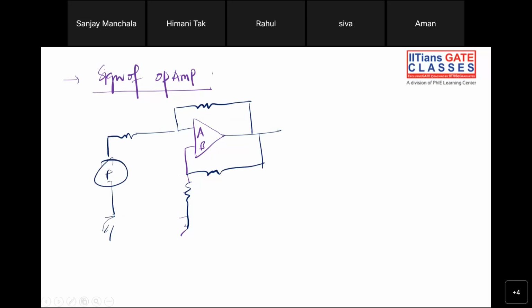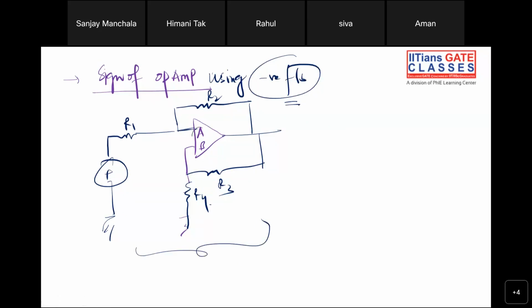So they might ask a question from this as well, right? Suppose this is R1, this is R2, this is R3, and this is R4. They will ask you what is the sign of the op amp, using negative feedback, right? Many people have a misconception. If this feedback is connected to the negative terminal of the op amp, it becomes negative feedback. So they will give this kind of circuit, and ask you what is the sign of the op amp.